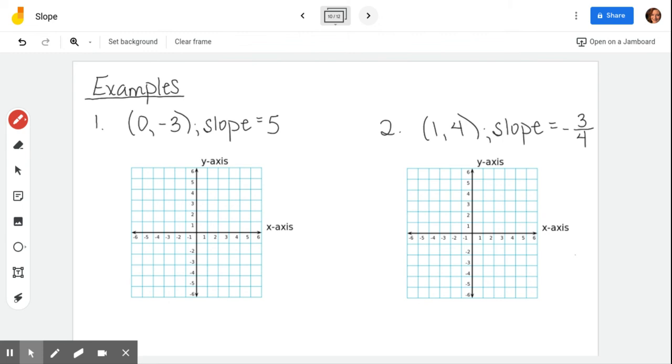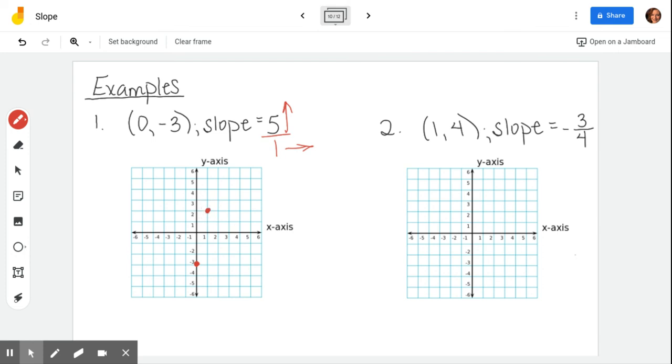My first point here is 0, -3. That means don't go right or left, just go down 3. I want to make sure my slope looks like a fraction, so I'm going to turn 5 into a fraction by putting a 1 on the bottom. It's positive, so that's telling me up and right. So from the point I just made, not from the origin, I'm going to travel up 1, 2, 3, 4, 5, and over 1.